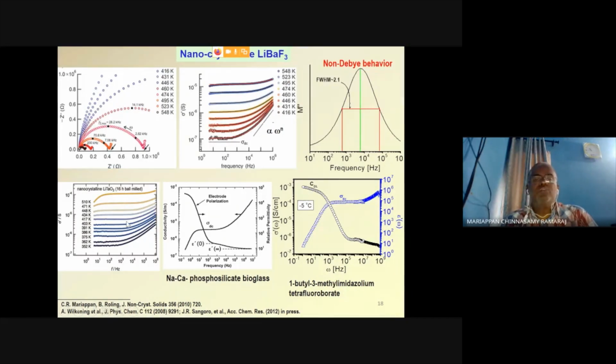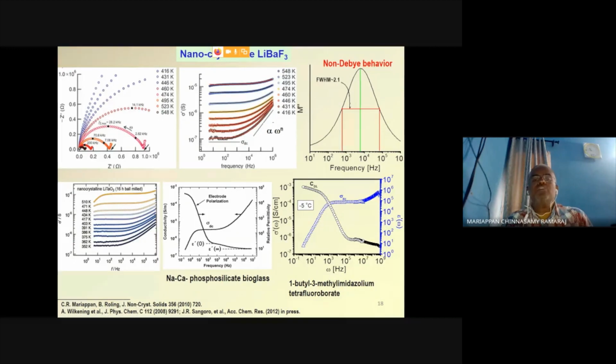Similarly, if you move on to other nanocrystalline materials, this is lithium barium fluoride, and here lithium tantalum oxide. Lithium tantalum oxide is a useful piezoelectric material, and a piezoelectric sensor can be fabricated with it. Then this is glasses, and this is ionic liquids. If you look at all these four systems, they all have a similar feature: the conducting process is similar. You have a dispersive behavior.